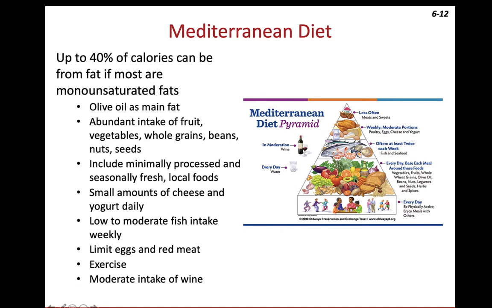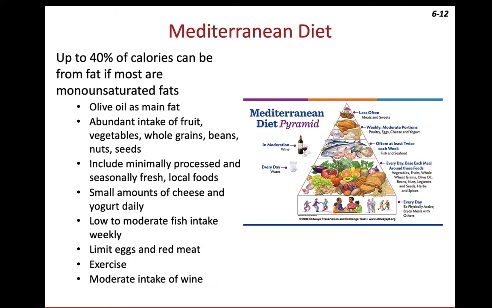Unsurprisingly, we look at what the base is. Every day, we should be basing our diet around vegetables, fruits, whole wheat grains, olive oil, beans, nuts, legumes, seeds, herbs, and spices. When we look at protein, typically fish, okay, fish and seafood twice a week. On a weekly basis, moderate portions of poultry, eggs, cheese, and yogurt. And at the top, less often, we actually see meats and sweets. In addition, it focuses on drinking water and moderation of wine, typically a red wine.